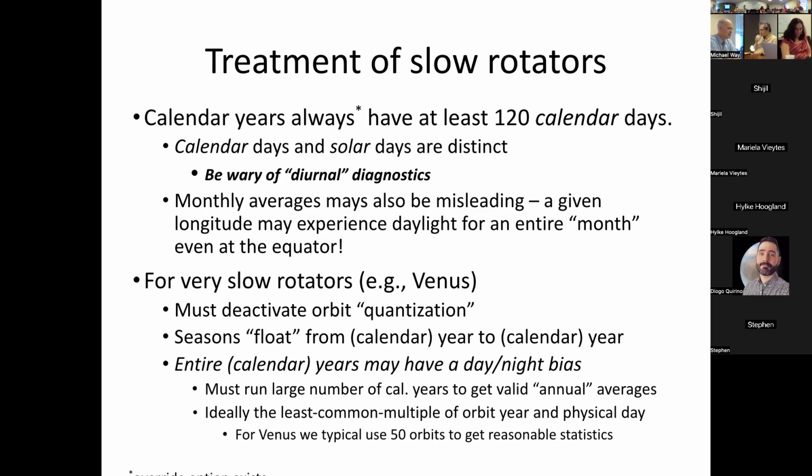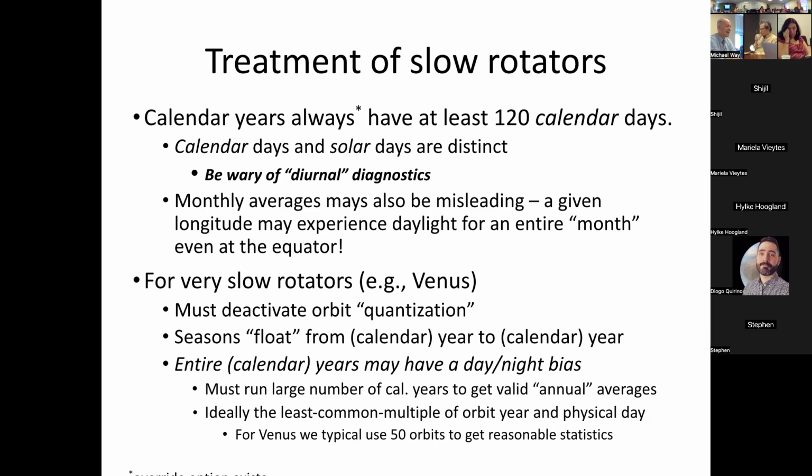In a case like this, the monthly averages, as we've written here, may be a bit misleading, and a given longitude may experience daylight for an entire month, even at the equator, as you might imagine. So for very slow rotators, a lot of issues came up when we started doing these projects.